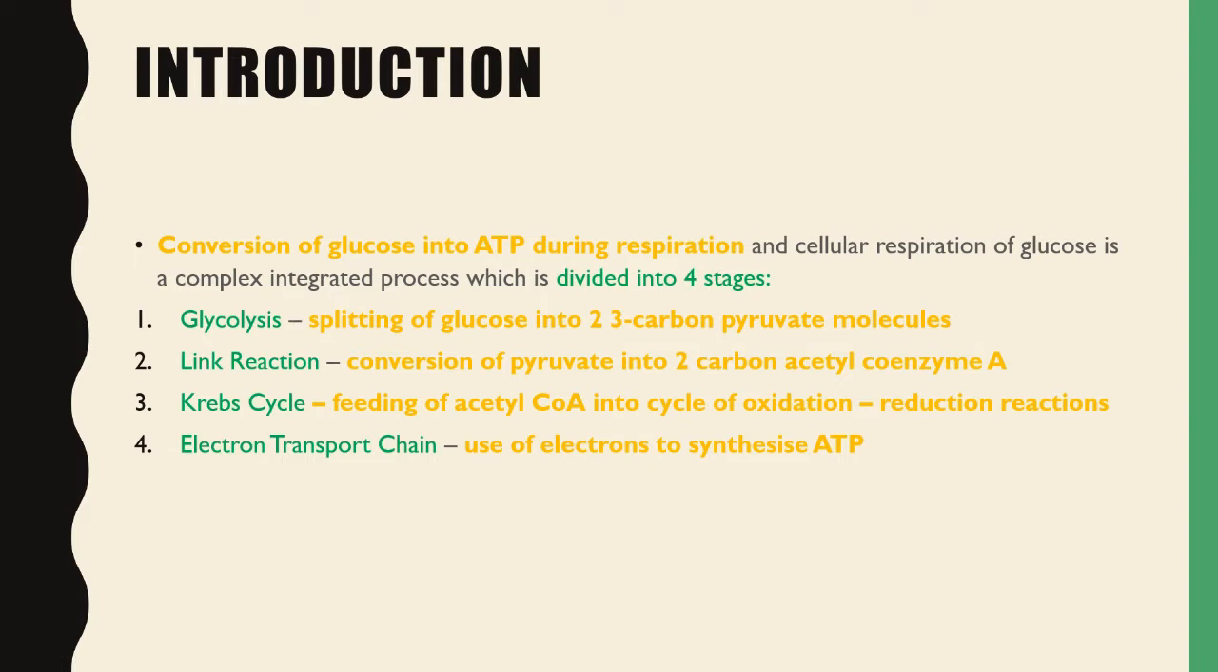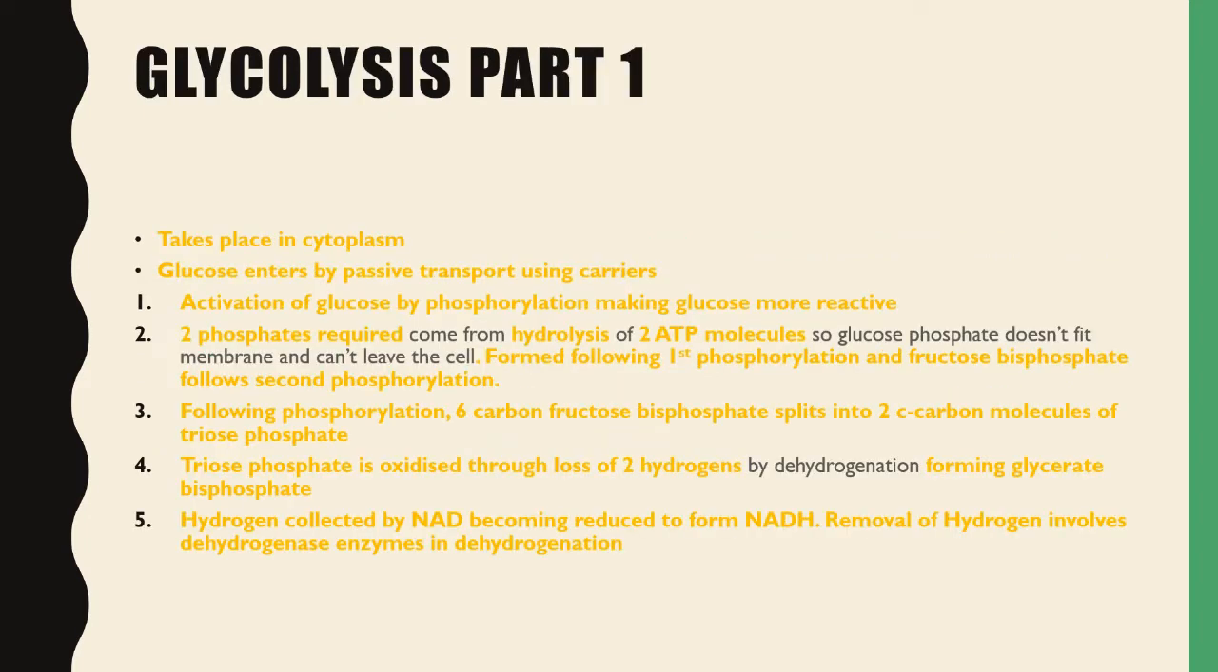So, an introduction. The conversion of glucose into ATP is during respiration, and the cellular respiration of glucose is a complex integrated process which is divided into 4 stages. This is glycolysis, which is the splitting of glucose into 2 three-carbon pyruvate molecules. The link reaction, which is the conversion of pyruvate into 2-carbon acetyl coenzyme A molecules. Krebs cycle, which is the feeding of acetyl-CoA into the cycle of oxidation and reduction reactions, or redox reactions. And then the electron transport chain, which is the use of electrons to synthesize ATP.